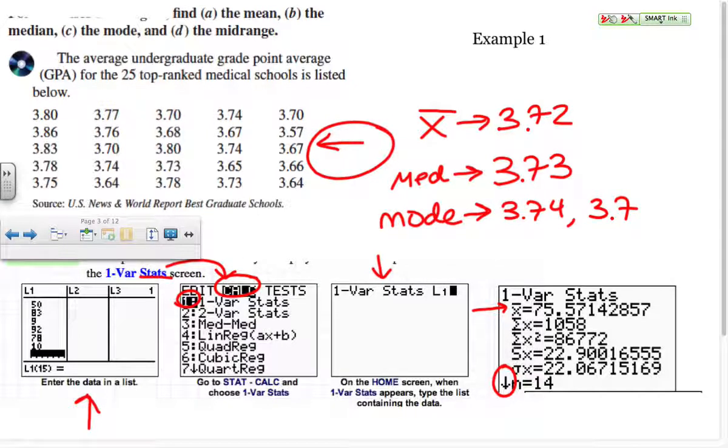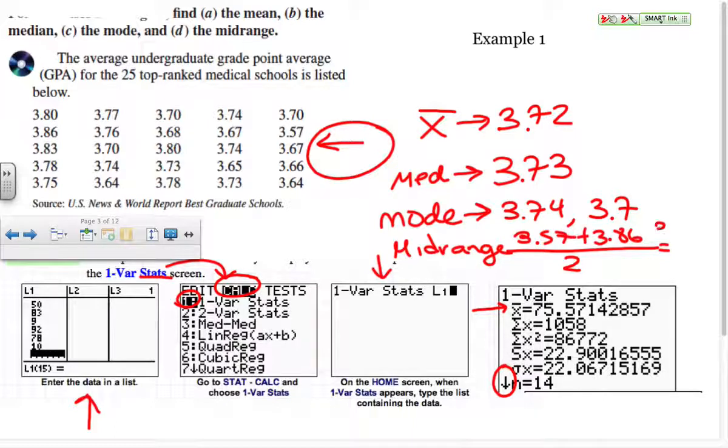Okay. And then we have the mid-range. The mid-range is not in our graphing calculators. We have to do that on our own. We add up the one that's on the very bottom of our range and the one that's on the very top. That does not mean I do 3.8 and 3.64. I need to find my smallest value and my largest value. In this case, it's 3.57 and 3.86. And I divide by 2. And that gives me 3.715.